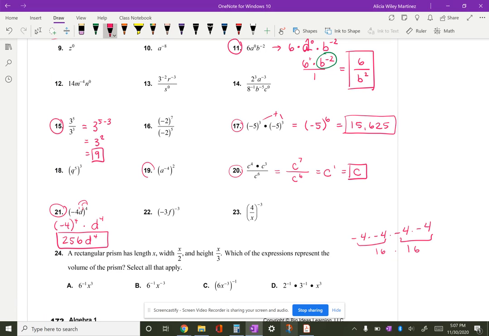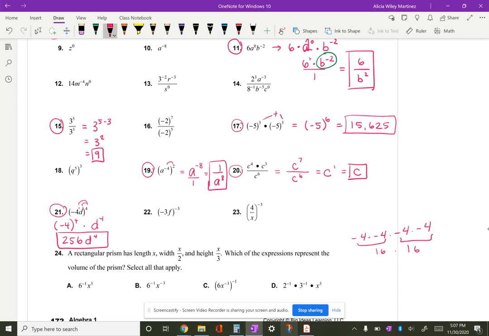Number 19 is pretty simple. It's power to a power. Power to a power rule means that you multiply those exponents. So I get a to the -8. And remember, no negative exponents. Since this is in the numerator, to make it positive, you're going to bring it downstairs. And it's going to be 1 over a to the 8th, if I could say that correctly.